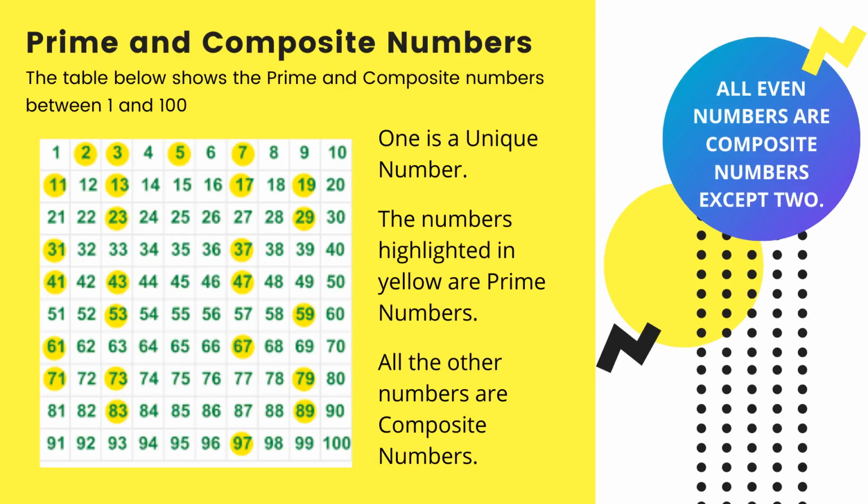The table provided shows us the prime and composite numbers between 1 and 100. Remember that 1 is a unique number. The prime numbers have been highlighted in yellow. All the other numbers are composite numbers. It is to be noted that all even numbers are composite except 2.